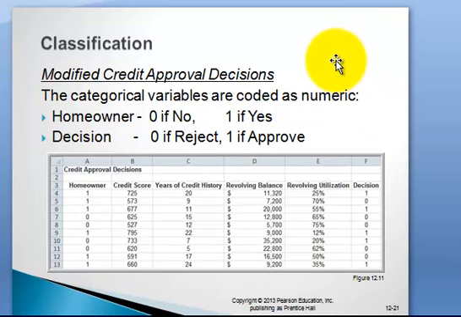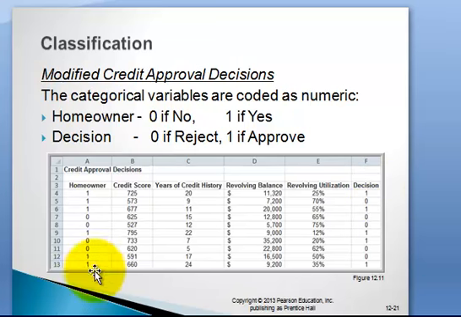So the first thing we have to do in classification is modify our data, because we can only work with numerical data. So as you remember, we have to code these as numeric. Homeowner is 0 if no, 1 if yes. Decision is 0 if reject, 1 if approve.